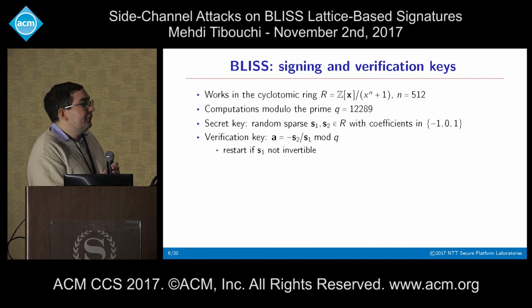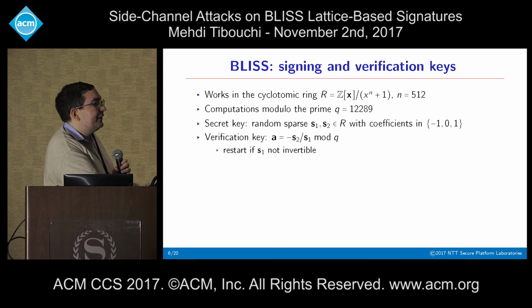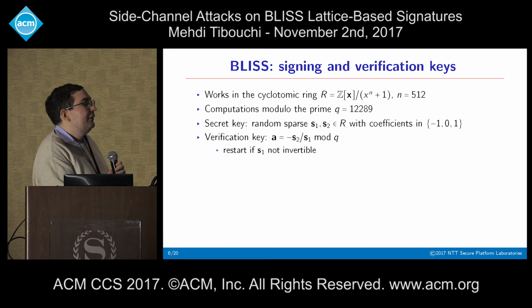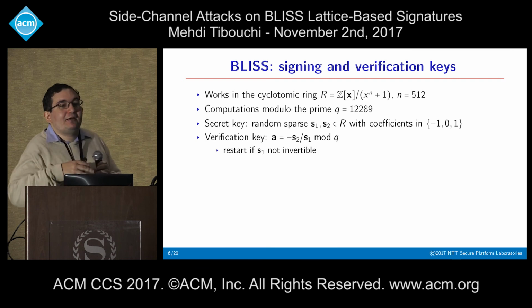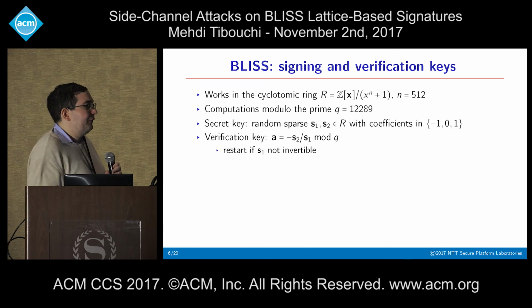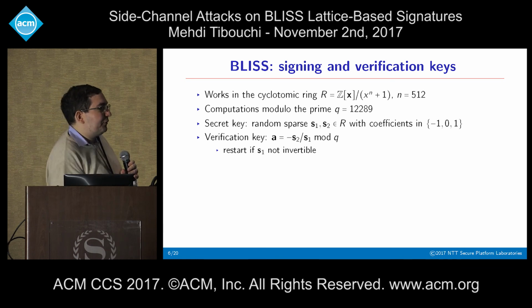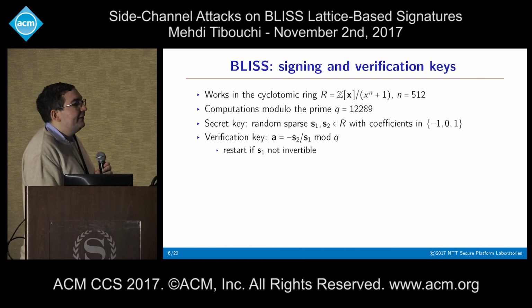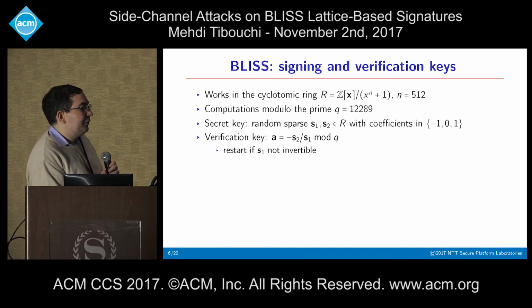So it works in this particular ring. I consider ring elements to be polynomials instead of matrices, but it works the same. The computations are carried out modulo some prime. The secret key, as mentioned before, consists of sparse ring elements, polynomials with random coefficients in this interval, and there are not too many coefficients not equal to 0. And the verification key is just the quotient of S2 divided by S1, up to sign.